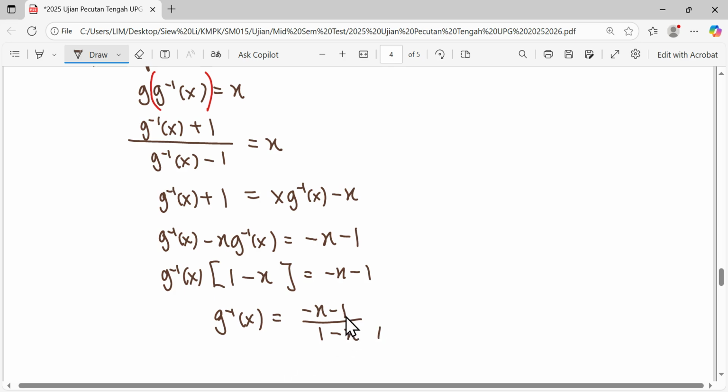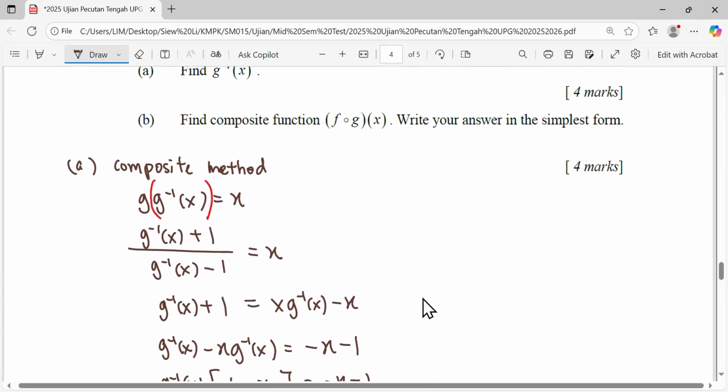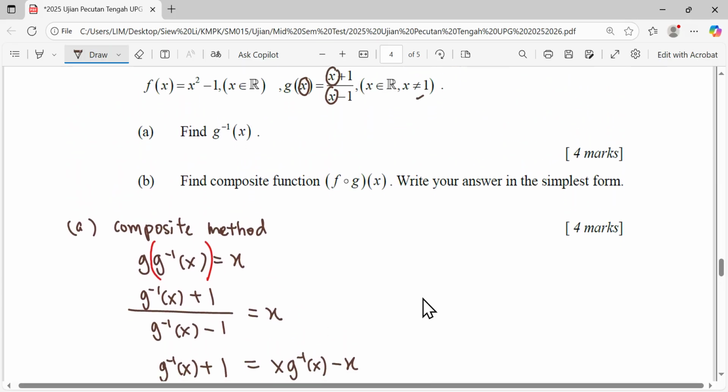So when we get a rational function, bear in mind to write the condition here. Denominator cannot equal to 0. So denominator 1 minus x cannot equal to 0. Simplify, x not equal to 1. So always bear in mind to write your rational function together with the denominator condition, where it cannot equal to 0, finding out the x value.